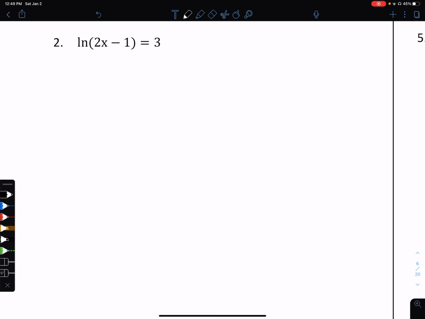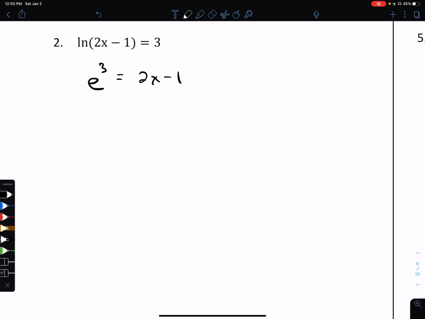Like in the second one, let's see what we can do here. If we change this to exponential form, right now it's in log form. The base here for this natural log is an e. So it's the base raised to the exponent equals the argument. Well, now it's just an algebra problem.